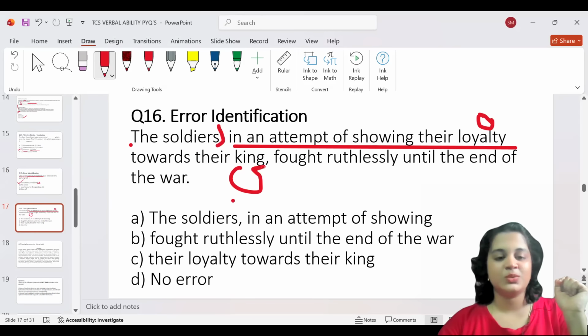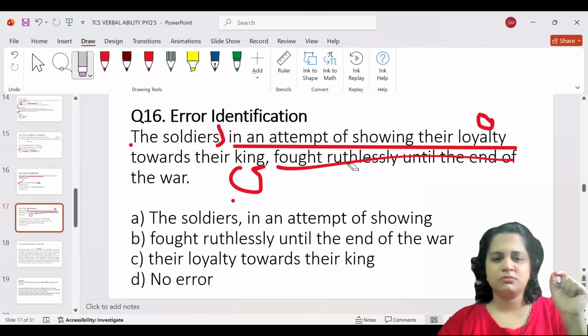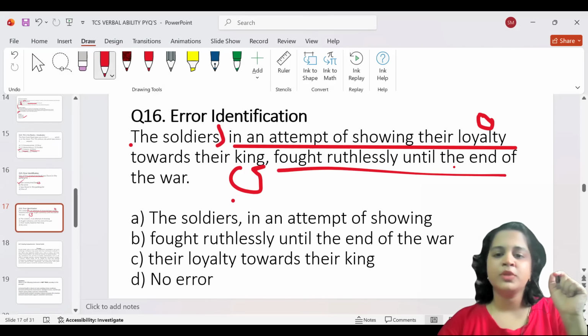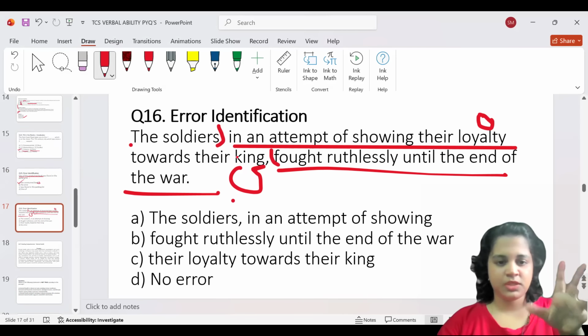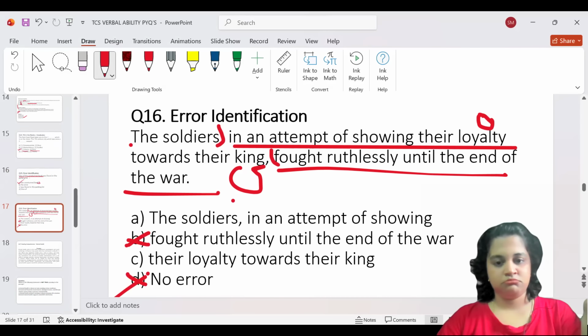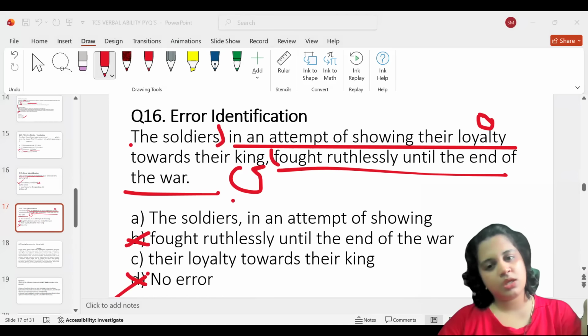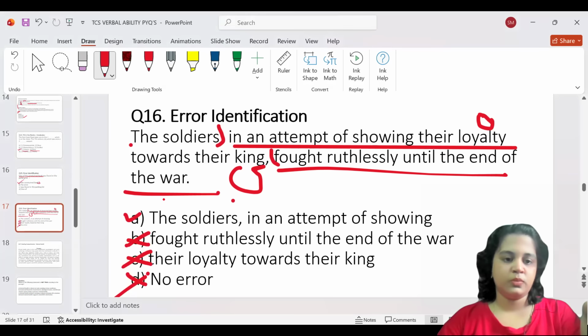So showing the loyalty towards their king, fought ruthlessly until the end of the war. So this part is what's wrong. Okay, so this part is correct here. This part is absolutely correct. There's no error here. So it's either in this first. Let's look then to the options. It's not D. So it has to be somewhere here or their loyalty towards their king. Towards the king, their king. Okay, it is correct. Their loyalty towards their king is correct. So I think it's option A.